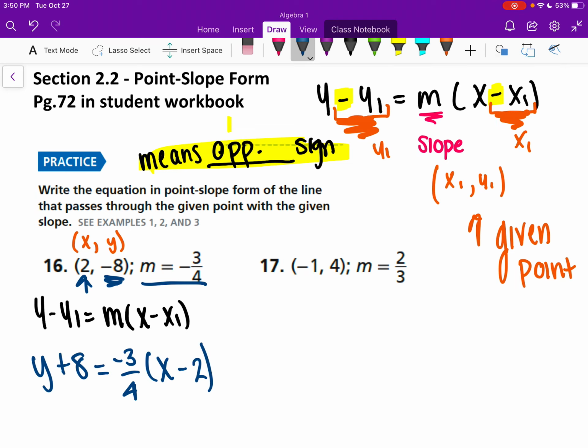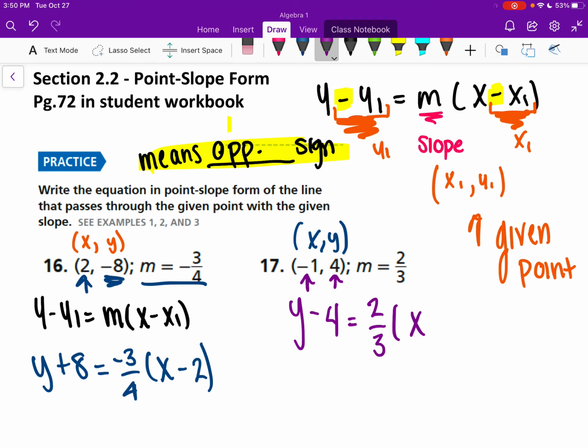Let's do it again with number 17, where they give us the x, y as (-1, 4), with the m as 2/3. That's going to be y, and now we want opposite y1, so y minus 4 equals m, 2/3, times x, opposite x1, plus 1. We did it.